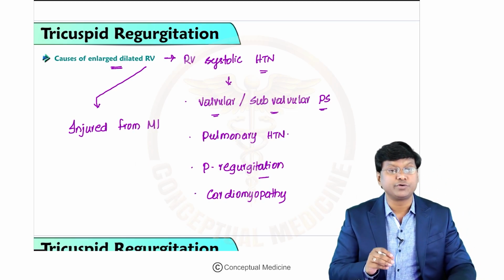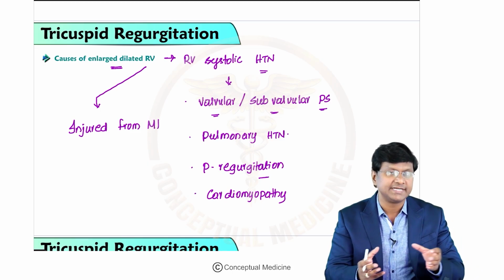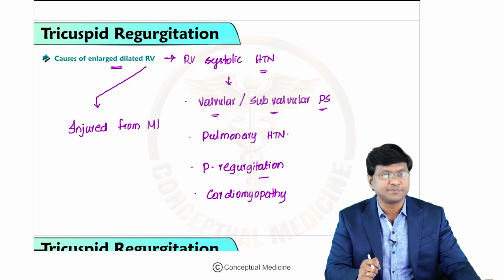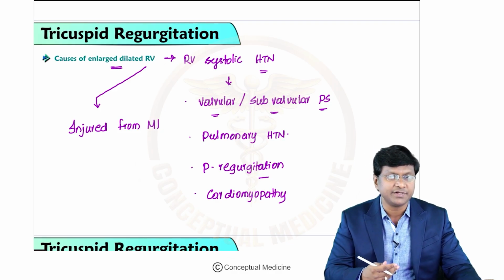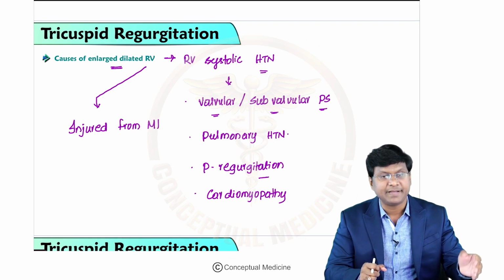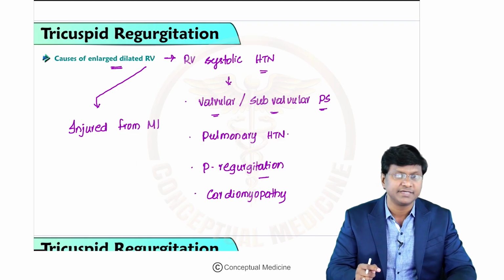Right, the right ventricle may be injured from myocardial infarction. Even that will cause the dilatation of the right ventricle, causing the tricuspid regurgitation. And whenever there is right ventricular injury, there can be rupture of your papillary muscle. And once the papillary muscle is displaced from the endocardium, the individual will develop the tricuspid regurgitation.